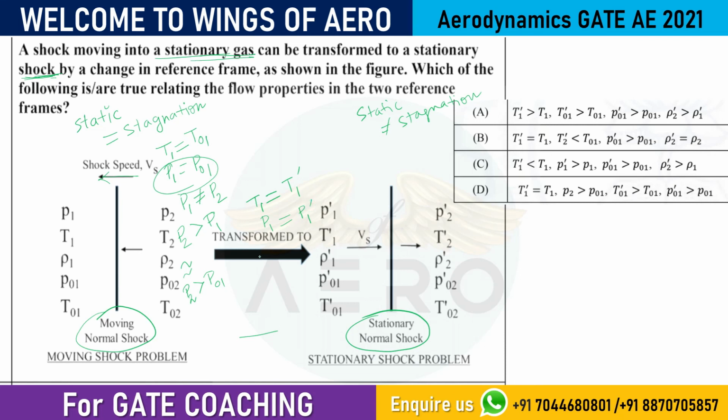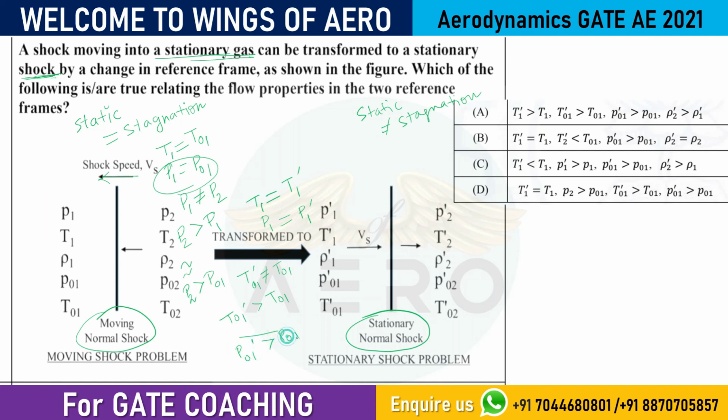But we cannot say that T1 prime is also equal to T01. There will be a difference in the stagnation points. The stagnation conditions will be different because of isentropic properties. So T01 prime has to be greater than T01. Okay. Similarly, P01 prime has to be greater than P01.